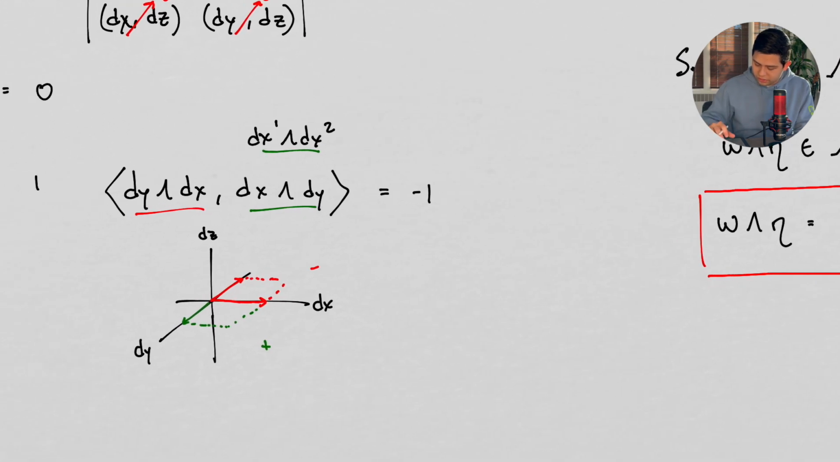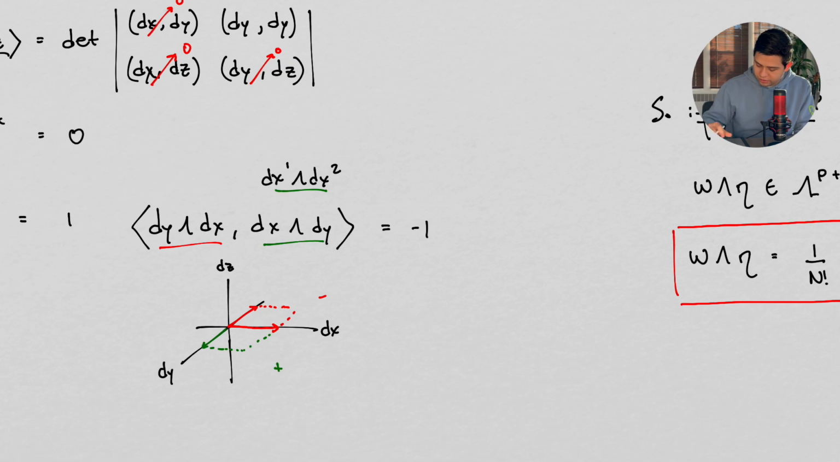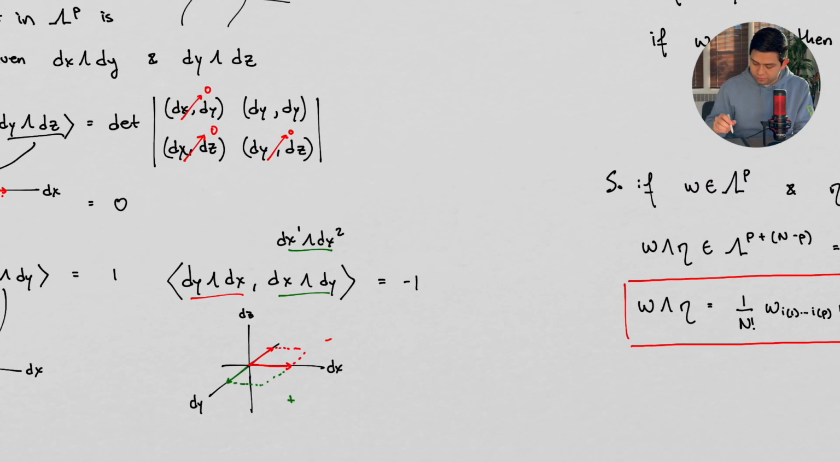However, when we do the inner product here, dy dx is going to be this, and dy dy is going to be 1. dx dx is going to be 1, and dx dy is going to be 0. So the diagonals are 0, but the off diagonals are 1. And so we get 0 minus 1, and so we get negative 1. Okay?